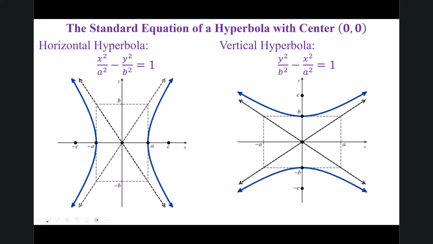Now, let's look at this picture on the left and look at that box that was drawn. The distance from the center to the vertices was a. That's the number that's underneath the x squared. And then the vertical distance here is the number that's underneath the y squared. And then c is the distance from the center to the focus, same as with an ellipse, but now c is equal to the square root of a squared plus b squared.